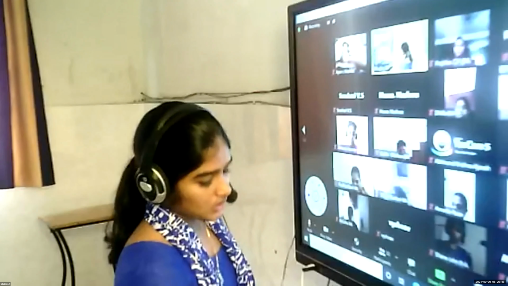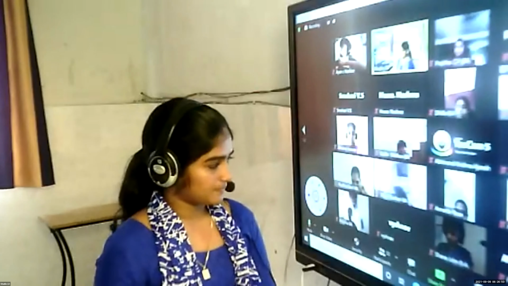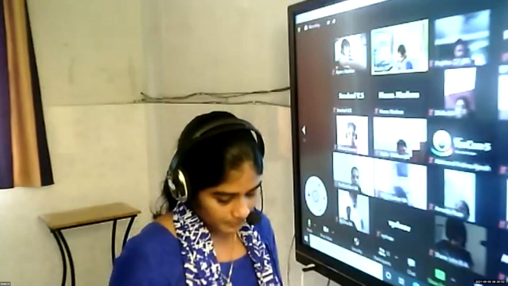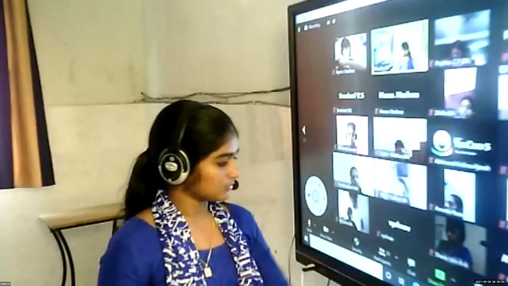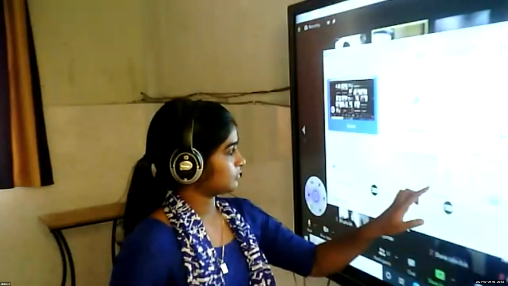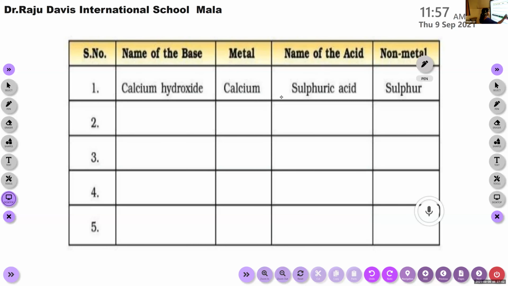Yes. So, there is one table in your textbook. Table 4.4, page number 48. Yes, this is the table given here in page number 48. So we need to complete this table. First, you can write the name of the base. Name of the base. What is base?